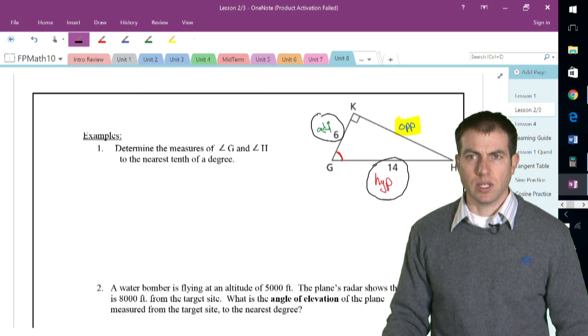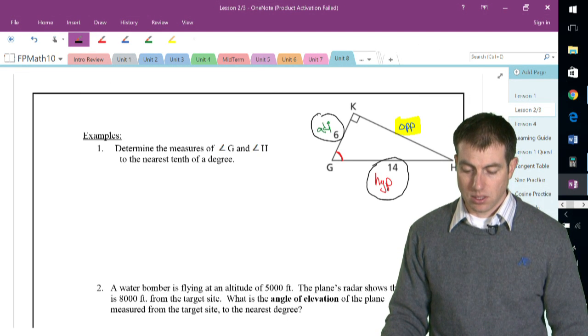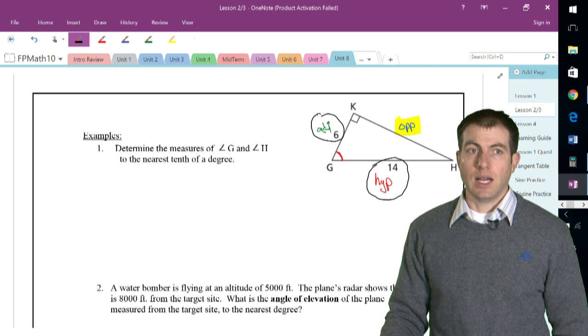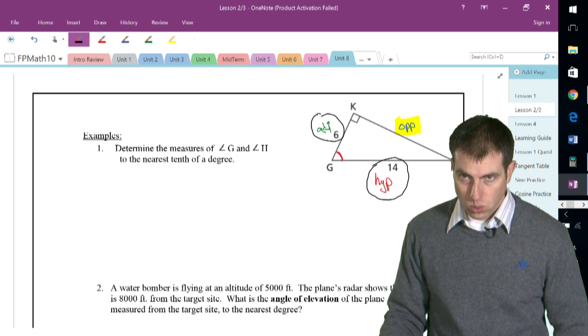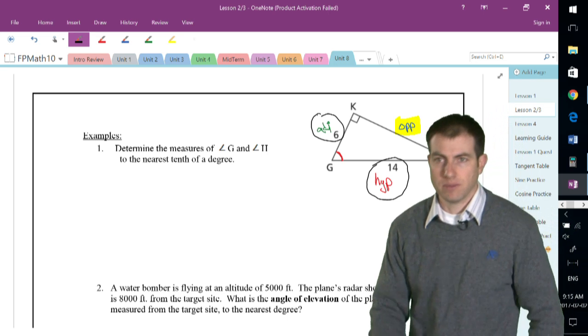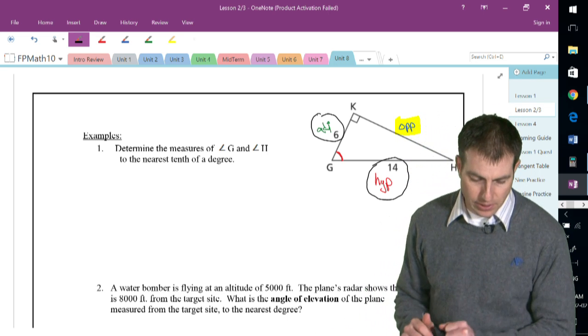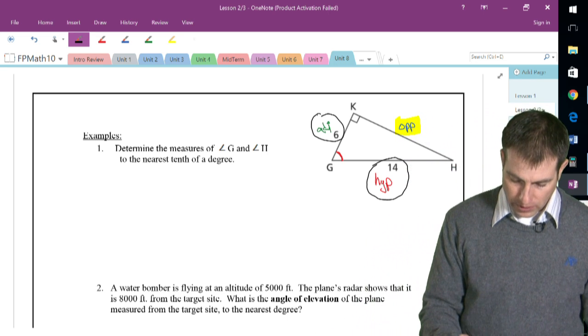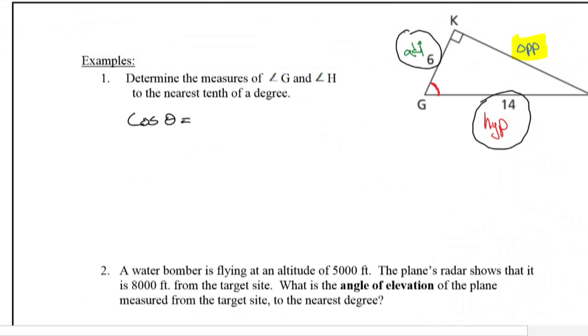A 33% chance. The one with the adjacent and the hypotenuse is... Eric's feeling brave. Cosine. Yes, Eric, thank you very much. So the cosine of an angle is equal to the adjacent side divided by the hypotenuse.